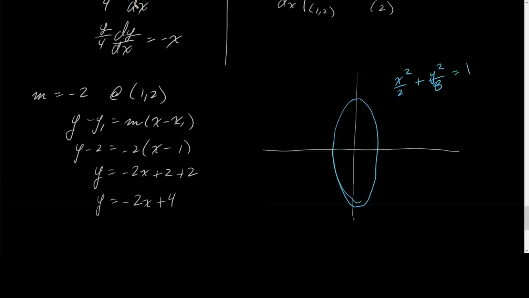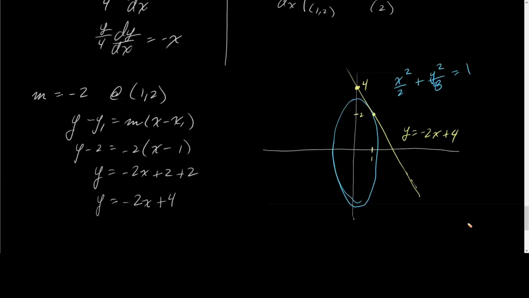And what we found here is that at the point (1, 2), let's say that's 1, and this up here is 2, at that point (1, 2), we had this tangent line, which happens to be y equals negative 2x plus 4. And that makes sense, right? Negative slope, crossing through 4. All right, so that's what we just found there.